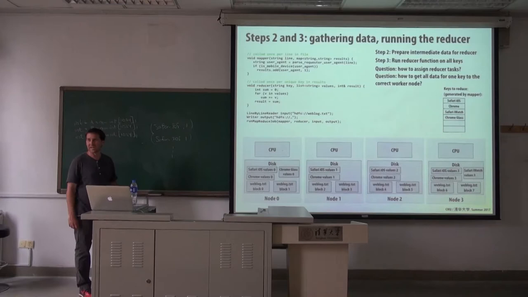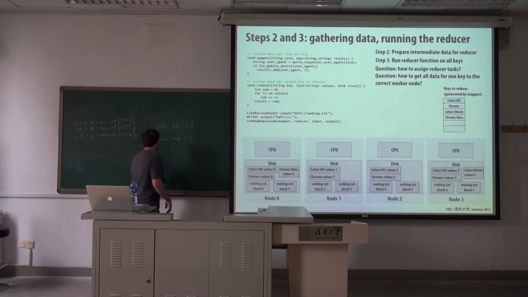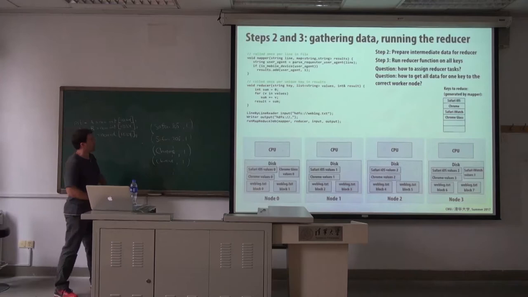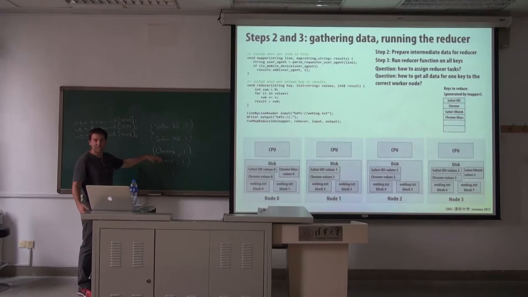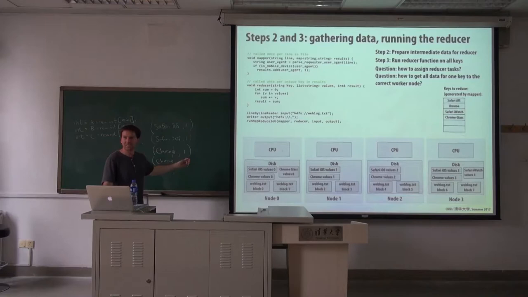Now, your reducer needs to get run. And then there might be a Chrome, 1. I'm going to take every one of these things with the same key, the same first element, package them up together, and send them to whatever node is supposed to run your reducer. You can then count all those keys, and in the end you'll have a result of Safari iOS, there's two things, Chrome, there's two things, and so on.